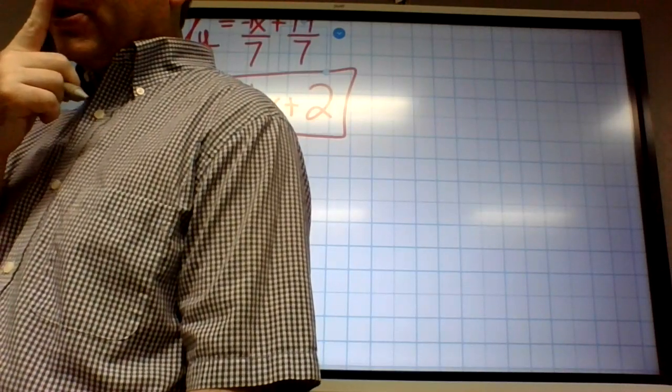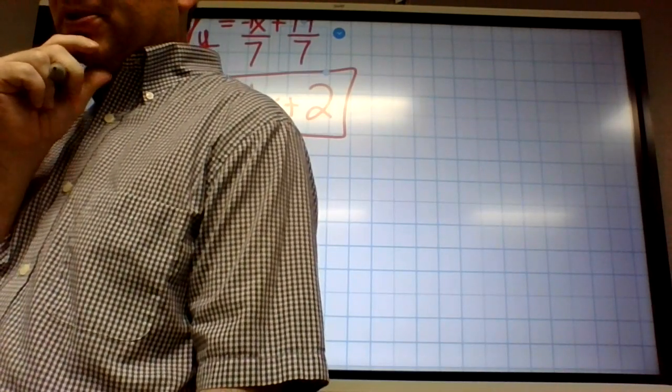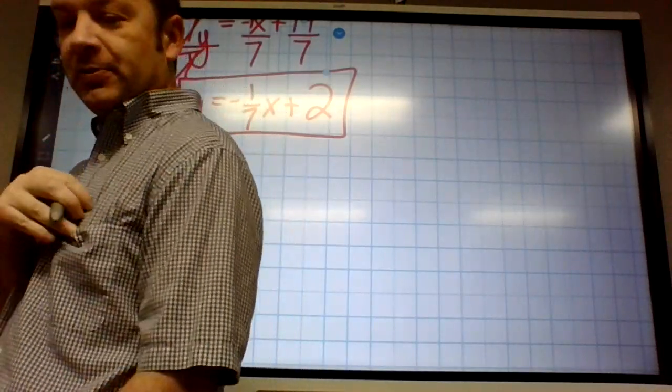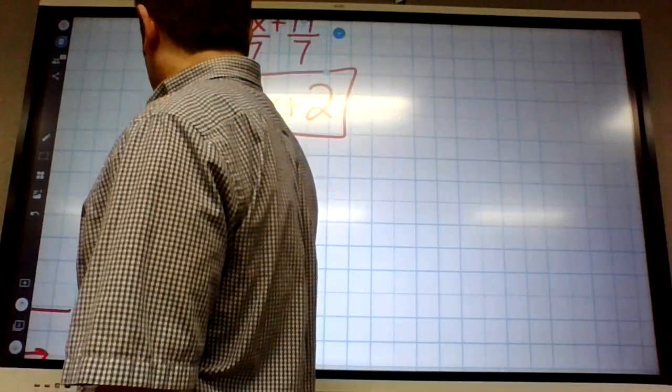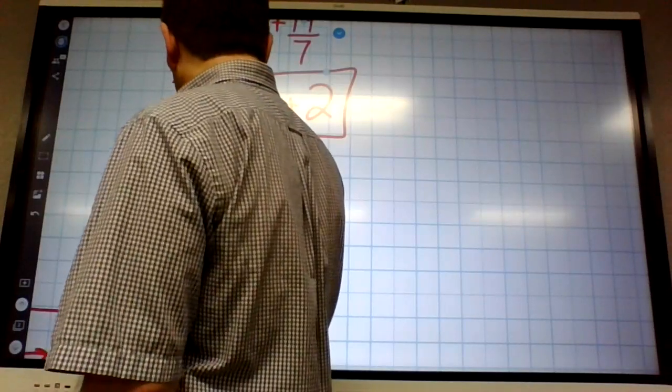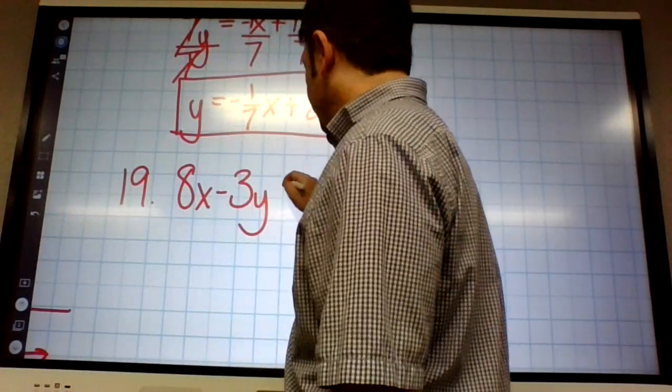Maybe I should have done 22. I'll make 22 bonus. It's not that bad. It will confuse people because of the letters, but 8x minus 3y equals 9.